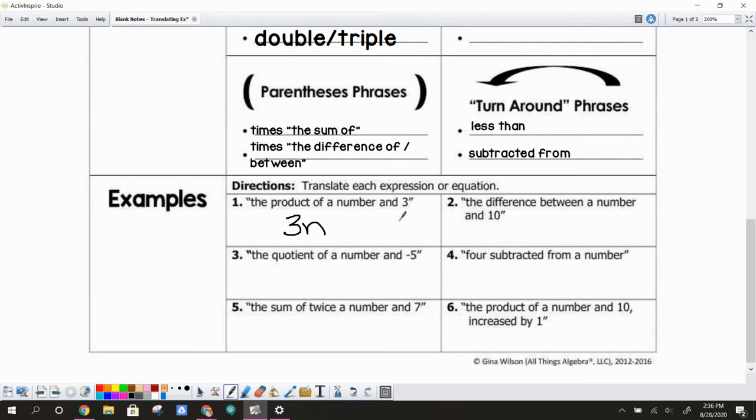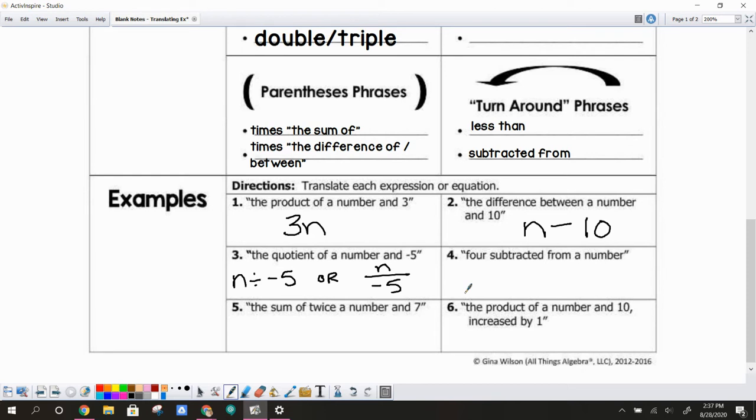For number 2, it says the difference between a number and 10. So this is the difference between, so that means I'm just going to write it as is, take that number, and then subtract 10. So my number minus 10. For number 3, we have the quotient of a number and negative 5. So quotient means division. There's two ways I can write this. I can write this as n divided by negative 5, or I can write this as a fraction with n over negative 5. Both of these ways are correct.